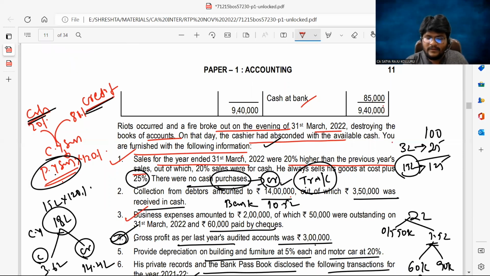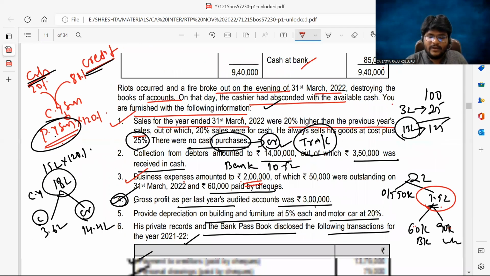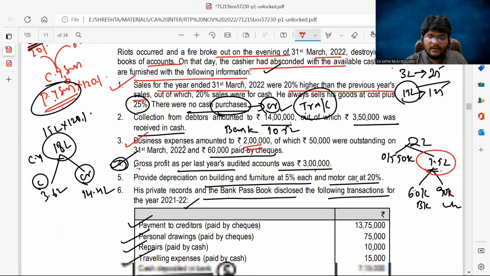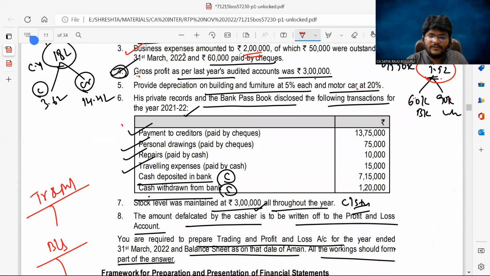Business expenses, the entire expenses should be transferred to P&L, that was 2 lakhs, and payments of 1.5 lakh were made through cash and bank. You can provide the accounting treatment. GP information was given only to reveal the previous year sales, just ignore. Depreciation information was given to know the amount of depreciation. Next, all these transactions are to be posted in the cash and bank book. This is the closing stock, put in the trading account as well as the closing balance sheet.